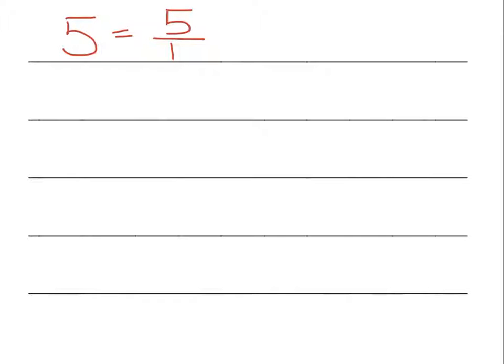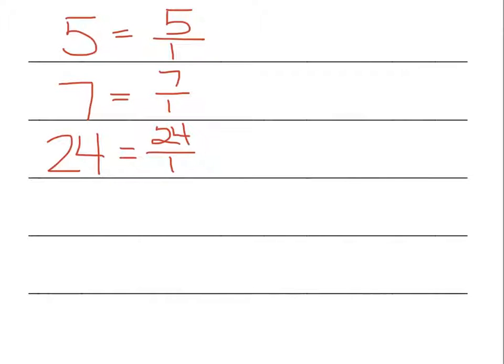So if I say, how do you turn 7 into a fraction? Write it down, and you should have written 7 over 1. How do you turn 24 into a fraction? And again, without even a thought, you should say 24 over 1. To turn a whole number into a fraction, all you do is put it over 1. Now, if you can remember that, we're halfway done with today's lesson.